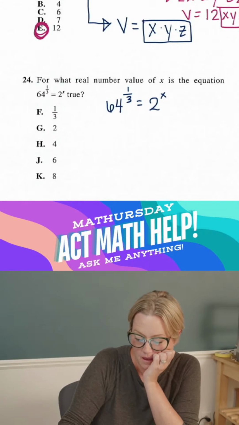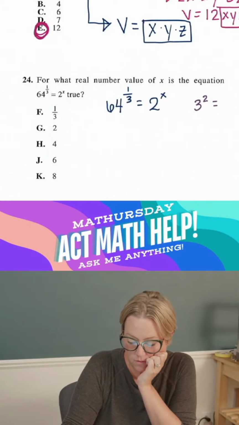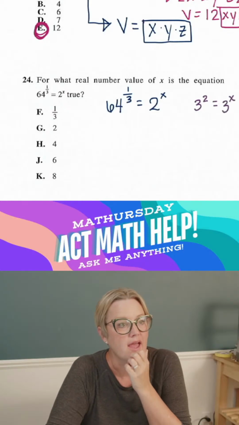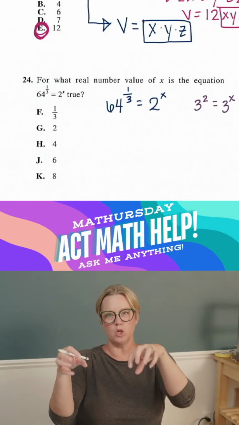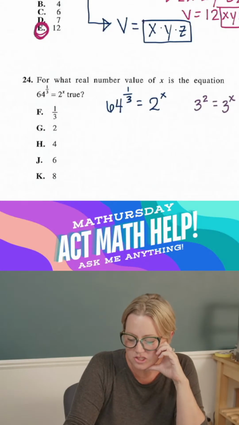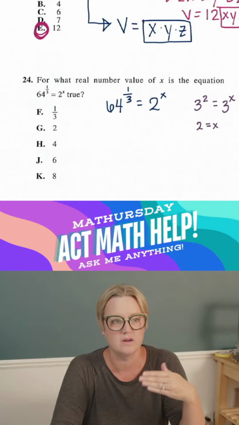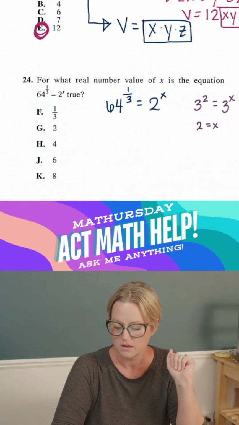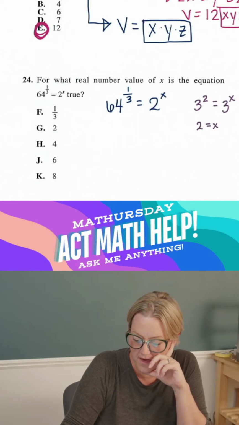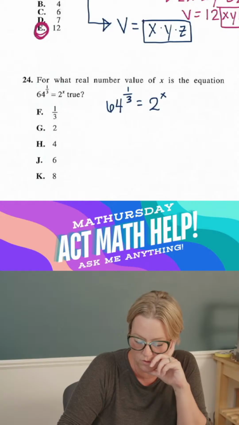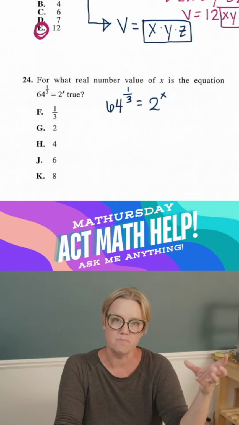So if I've got something like 3 squared equals 3 to the x, when they have the same base, I can take out the base and just look at it: 2 is x, right? Because 3 squared equals 3 to the x, so the x would be 2. So thinking about that and going to 64 to the 1/3 power equals 2 to the x power, we have to think about getting those into the same base.